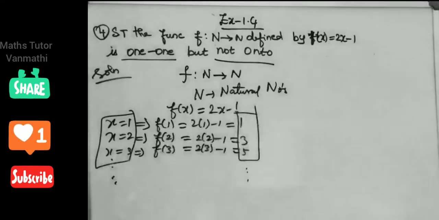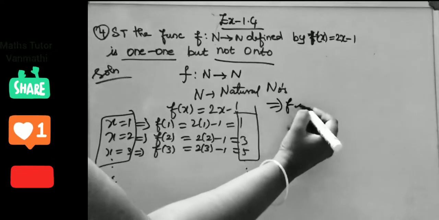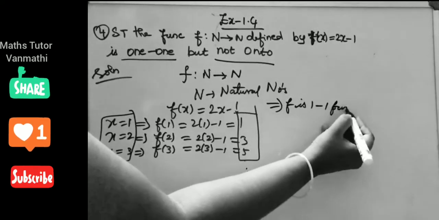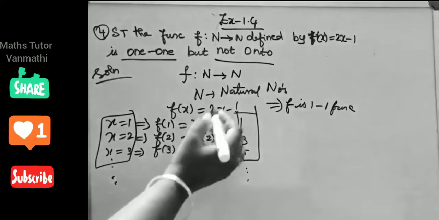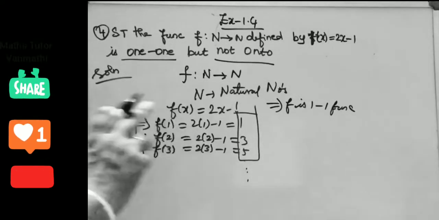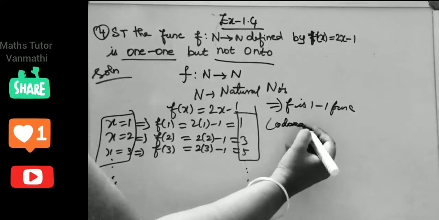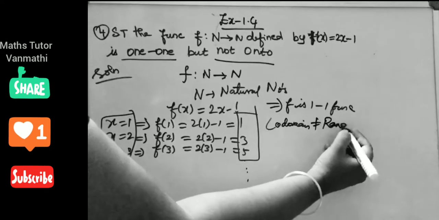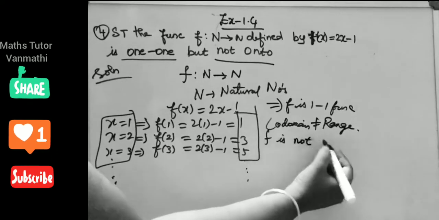Every distinct element in A has a distinct image in B. From this we can say that f is a 1 to 1 function, and f is not an onto function. How can we say that? The domain is natural numbers and the codomain is natural numbers. This one is not equal to this one. So from this we can say that codomain is not equal to your range. From this we can say f is not onto.